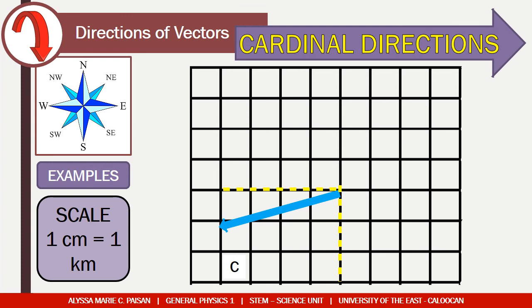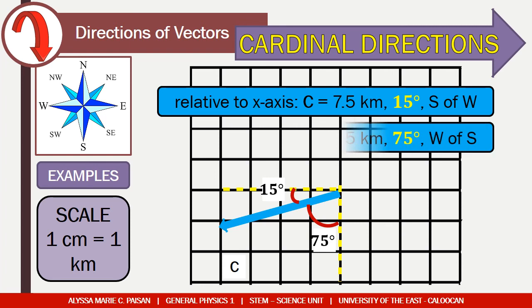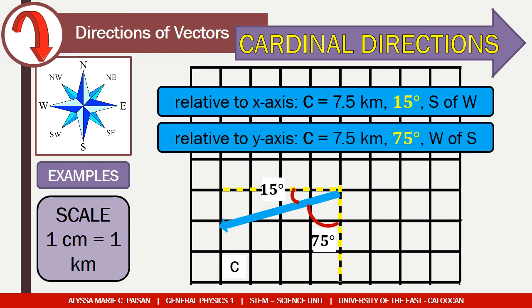Now let's have vector C. And let's say that the angle relative to west, again, it's relative to west, but this time in the third quadrant, let's say that it's 15 degrees. So, using the magnitude from the examples in the secondary directions, we can write vector C as 7.5 kilometers, 15 degrees south of west. And then, again, we subtract, we have 75 degrees. So, we can also write vector C in terms of the y-axis, which will be C is equal to 7.5 kilometers, 75 degrees west of south.